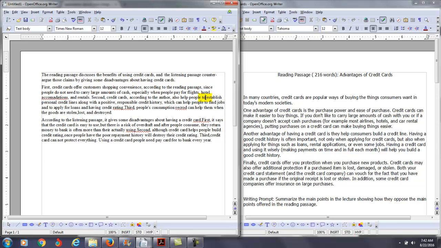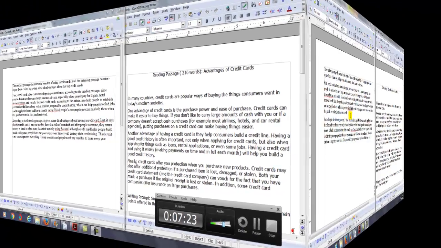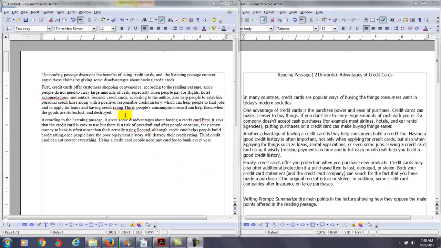So I'm kind of looking at some of the points over here and then making some minor adjustments to what you wrote. All right, let's keep looking here. So what you did is it's called a chunking organization, where you're putting all the points to the reading passage in one paragraph and then all the points in the listening in another. So you can do that. It is possible to use that kind of organization. So let's keep going here.